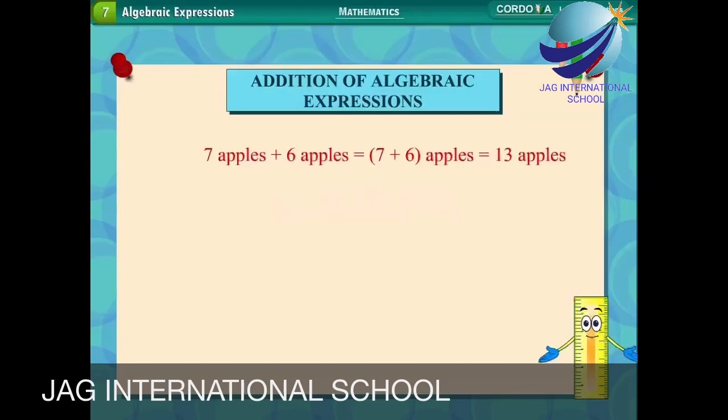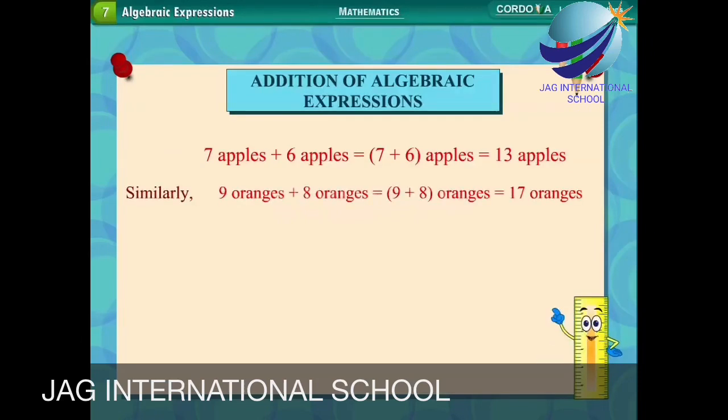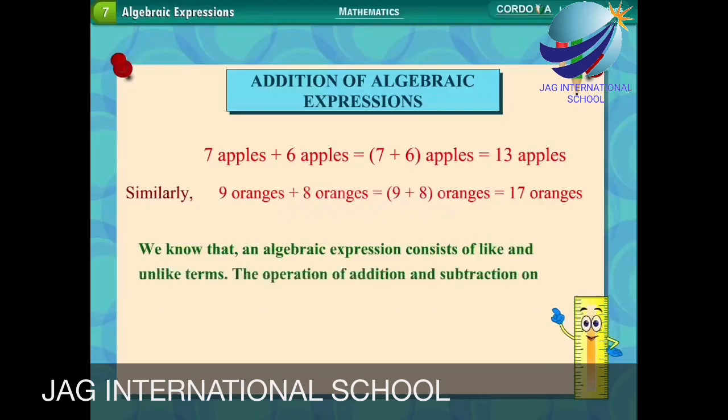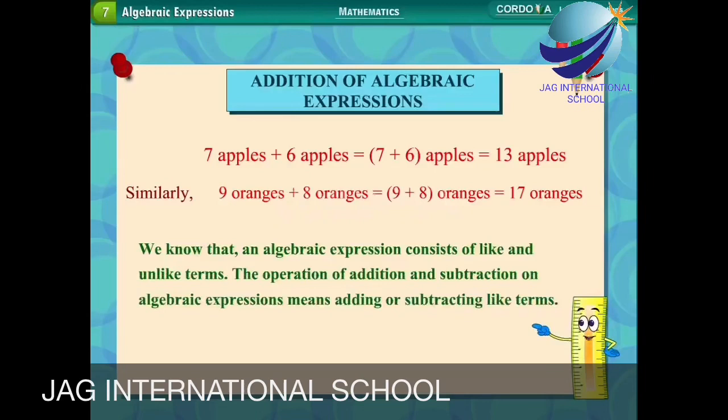7 apples plus 6 apples is equal to (7 plus 6) apples, which is equal to 13 apples. Similarly, 9 oranges plus 8 oranges is equal to (9 plus 8) oranges, which is equal to 17 oranges. We know that an algebraic expression consists of like and unlike terms. The operation of addition and subtraction on algebraic expressions means adding or subtracting like terms.